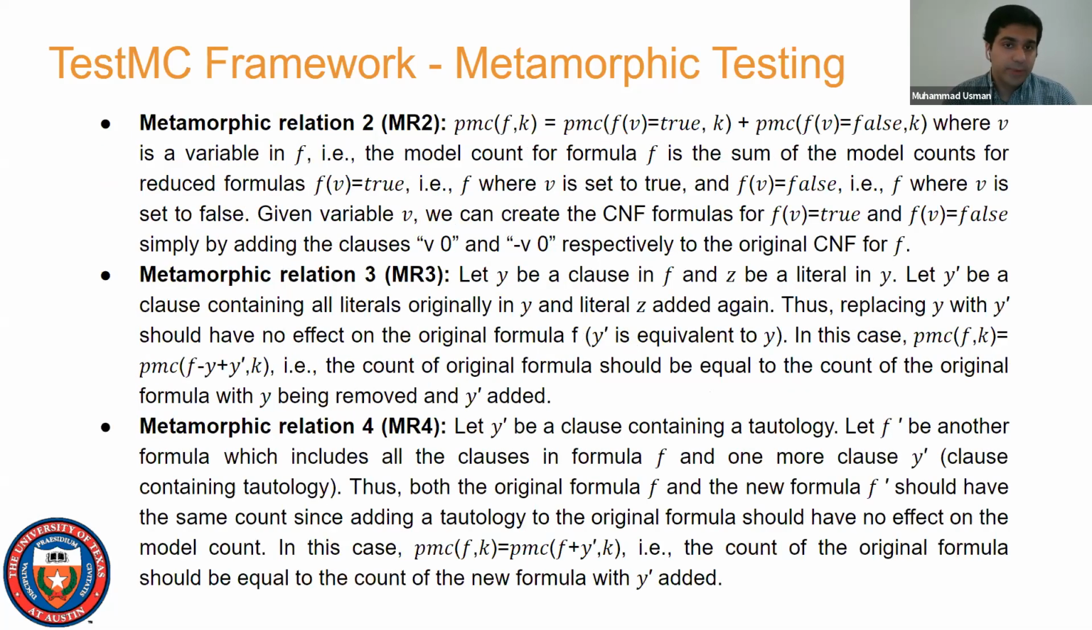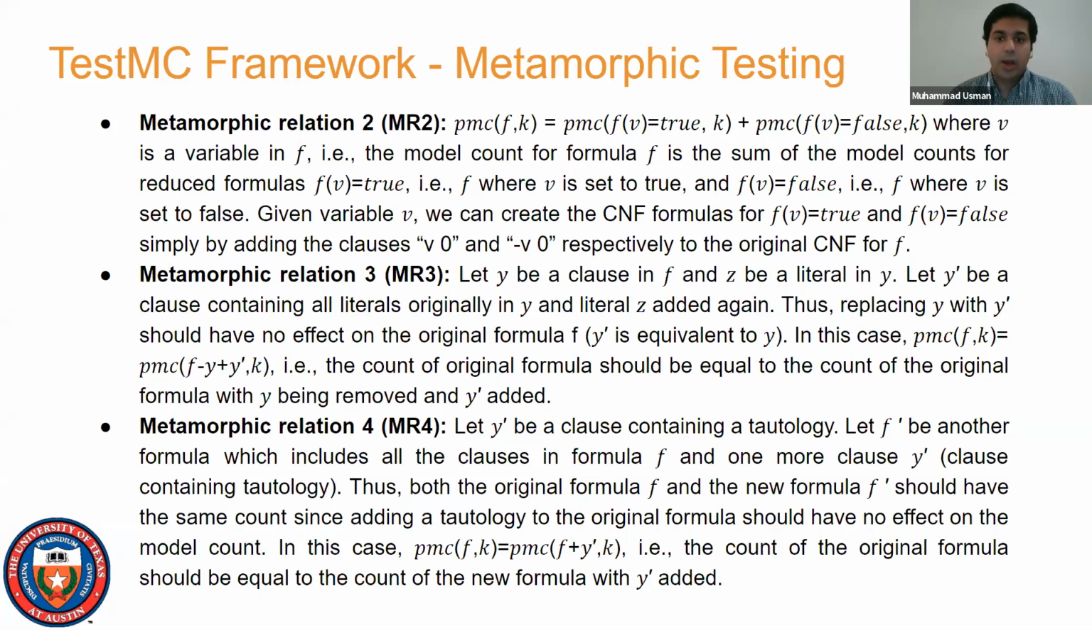MR2 basically follows from the same MR1 relations, where in one f prime we fix the value of v to true, and in another we fix it to false, and then the sum of them should equal the original formula count. In MR3, we add repeated literals to randomly picked clauses. So if we have A or B, we make it A or B or A. That shouldn't affect the model count as well.